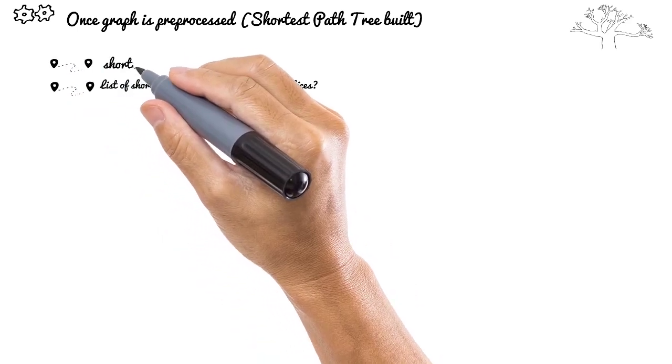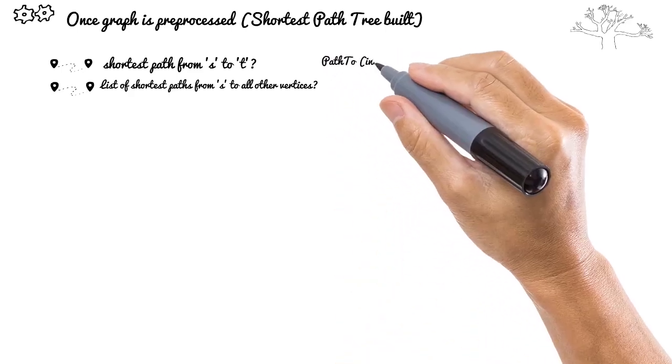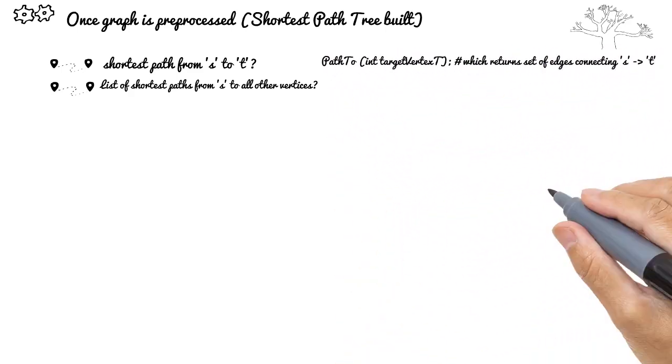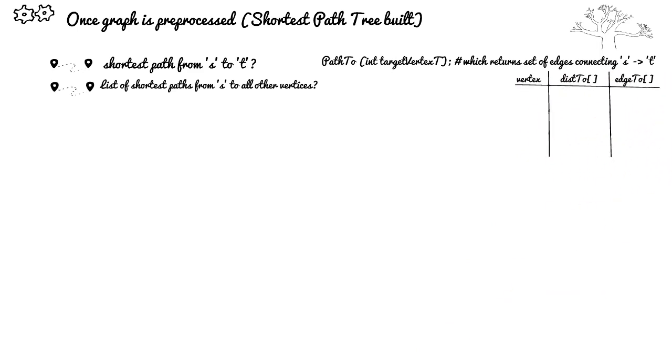What is the shortest path between S, source vertex, and T, target vertex? It can be done easily after preprocessing by Dijkstra algorithm, just discussed. We can add extra function into our API, path2, which takes vertex index and returns list of directed edges. This function should return set of edges connecting starting vertex S with target vertex T.